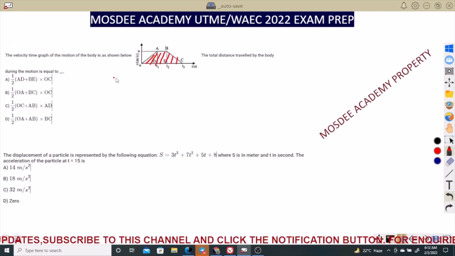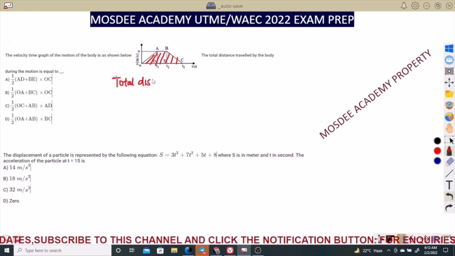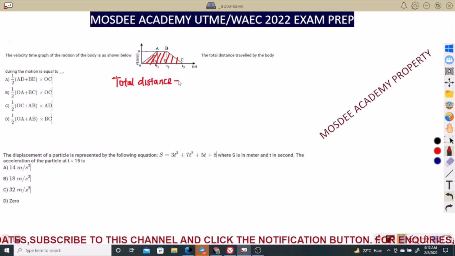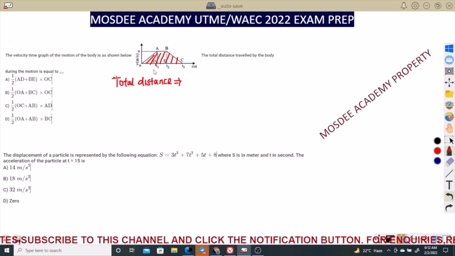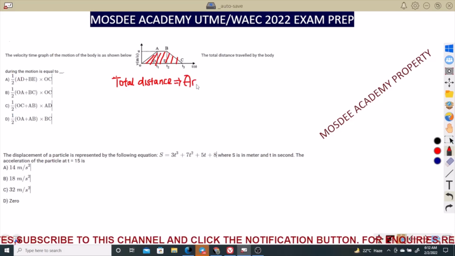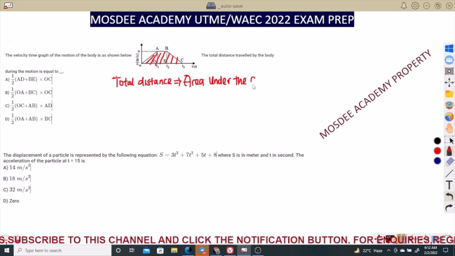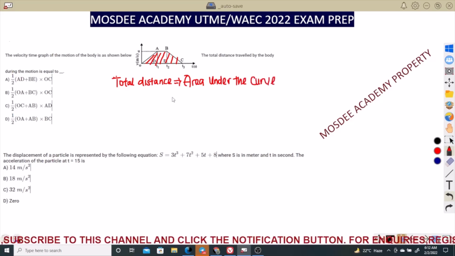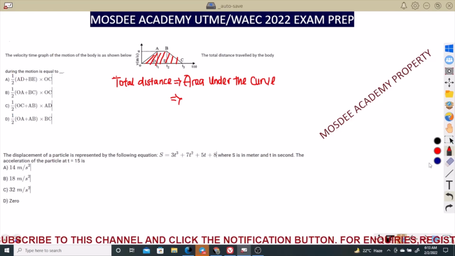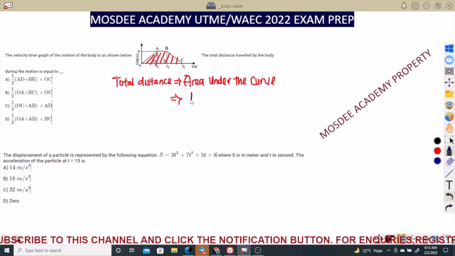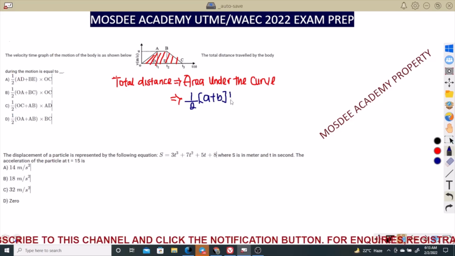I said the total distance traveled, for those that are beginners, is always the area under the what? Area under the velocity-time graph. So the area under the curve we have here is a trapezium. So it's always given as area under the curve. The area of a trapezium is always half the sum of the parallel sides multiplied by the height.